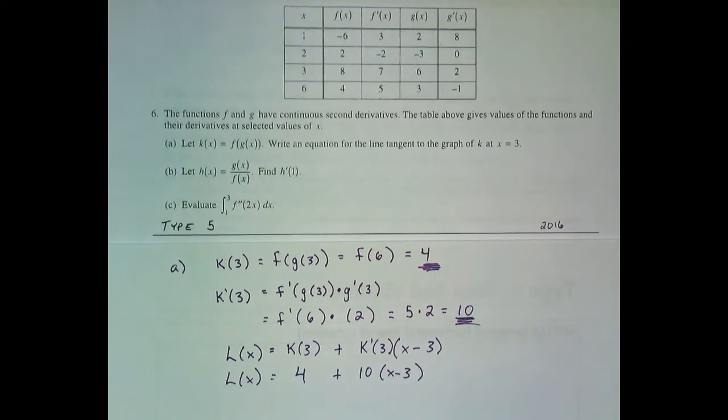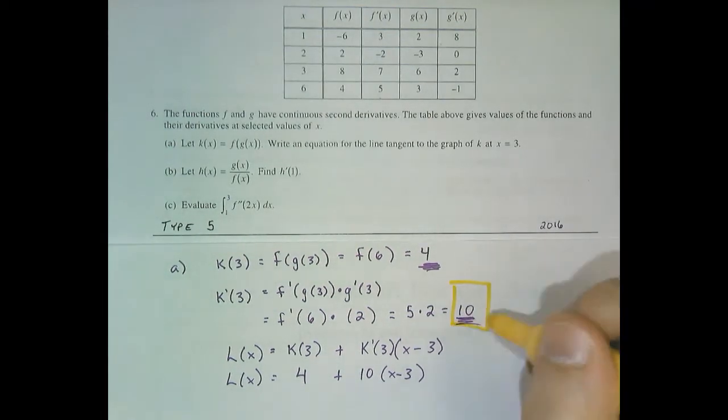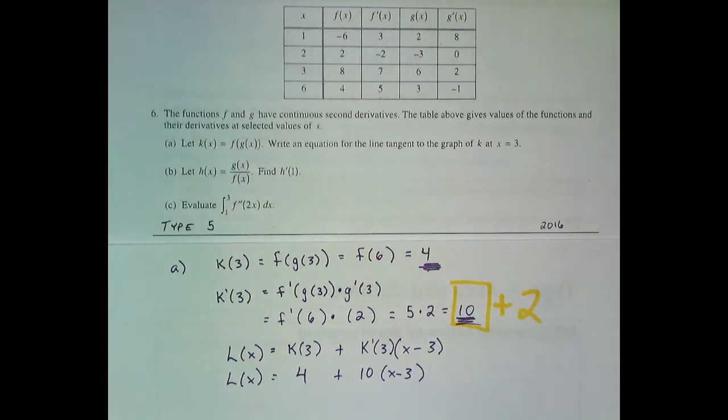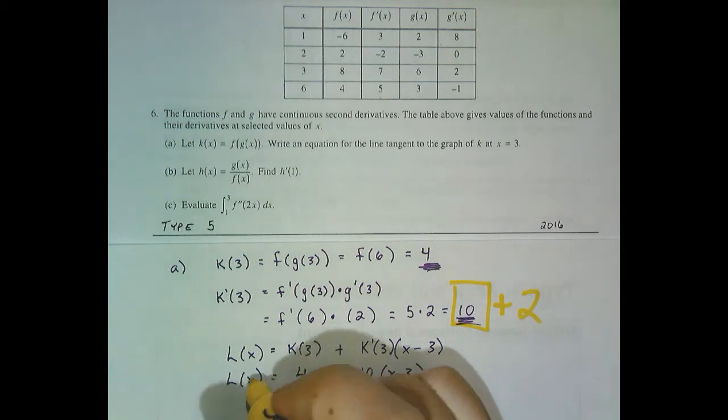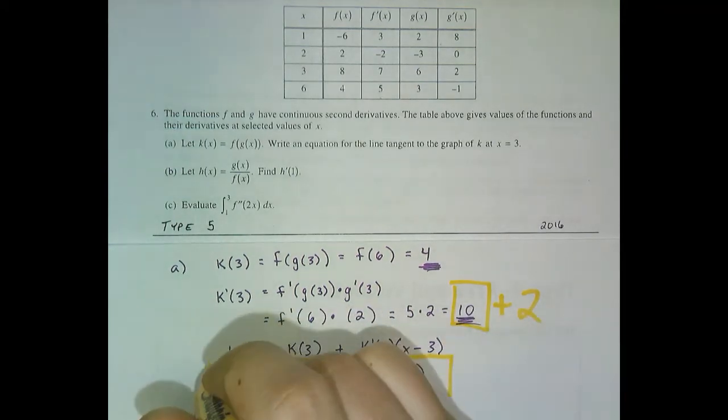This question is worth 3 points. You get 2 points if you correctly found the slope. So if you were able to take the derivative to arrive at the slope, there's 2 points. And then your third point comes from having the correct tangent line.